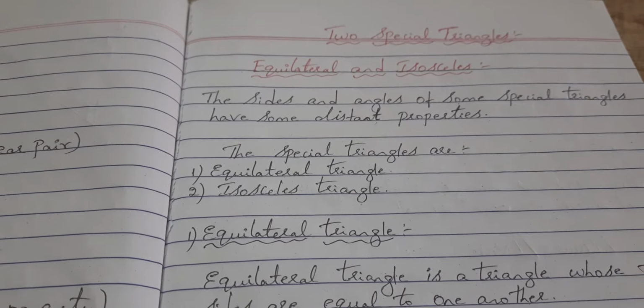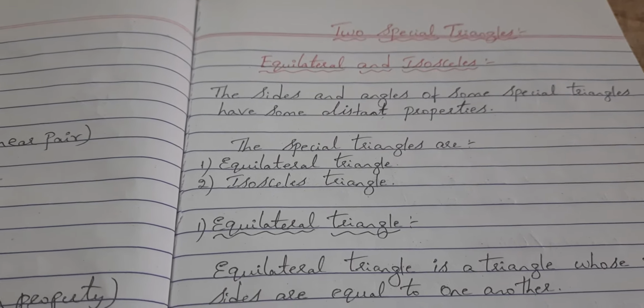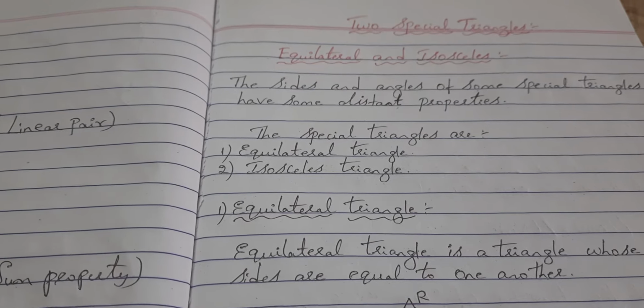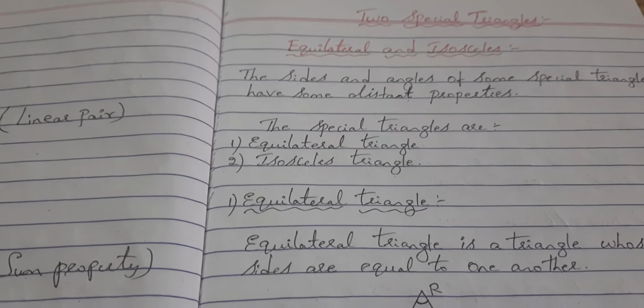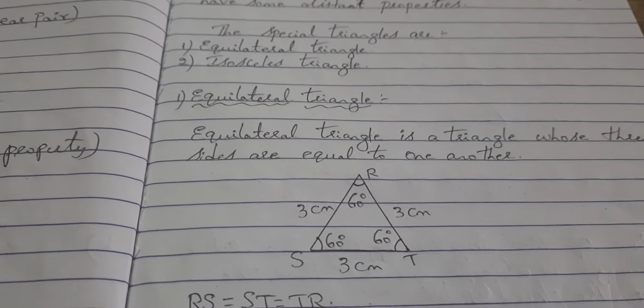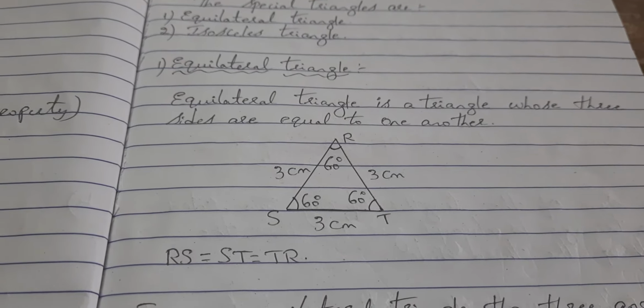The sides and angles of some special triangles have some distinct properties. What are those special triangles? It is the equilateral triangle and the isosceles triangle. Now let us see what an equilateral triangle is. An equilateral triangle is a triangle whose three sides are equal to one another.